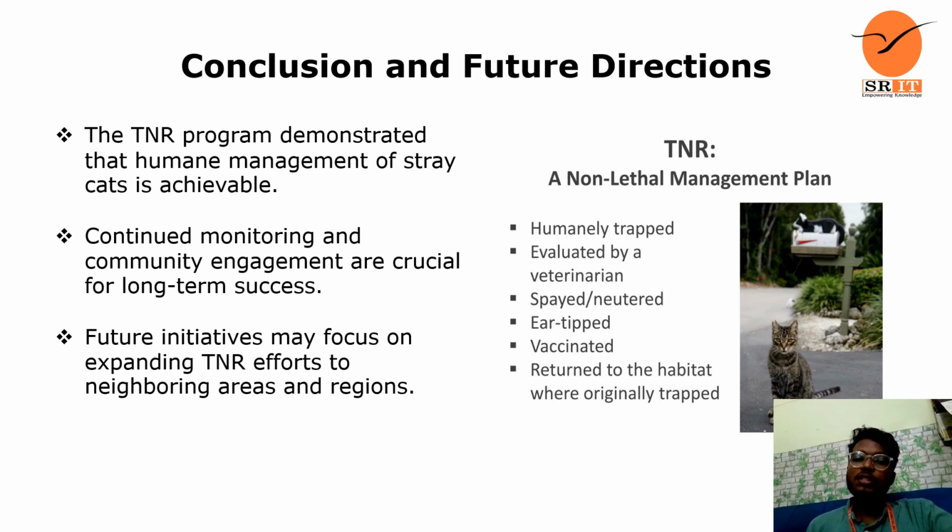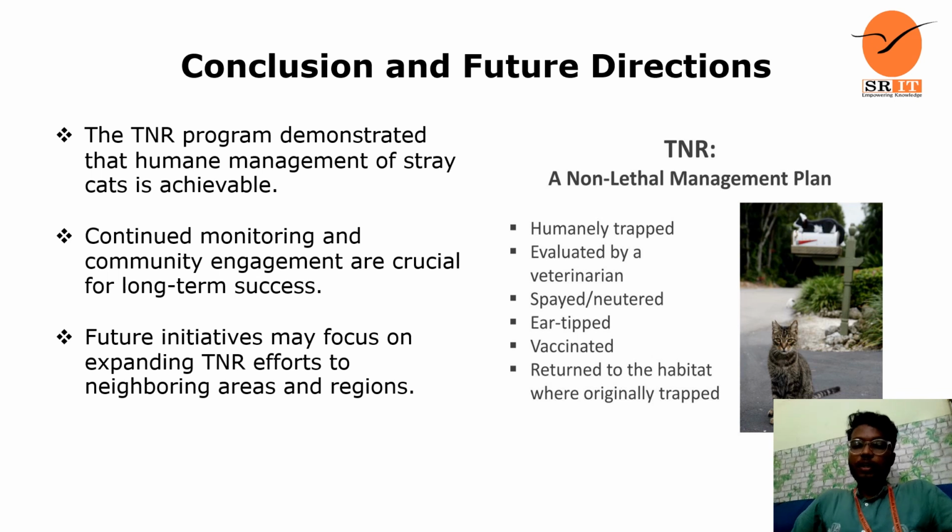In conclusion, the TNR program demonstrated that humane management of stray cats is achievable. This TNR program is very humane compared to the killing process, and it is achievable because we have been successful in executing this plan. Continued monitoring and community engagement are crucial for long-term success. It's not just for 1 or 2 days.